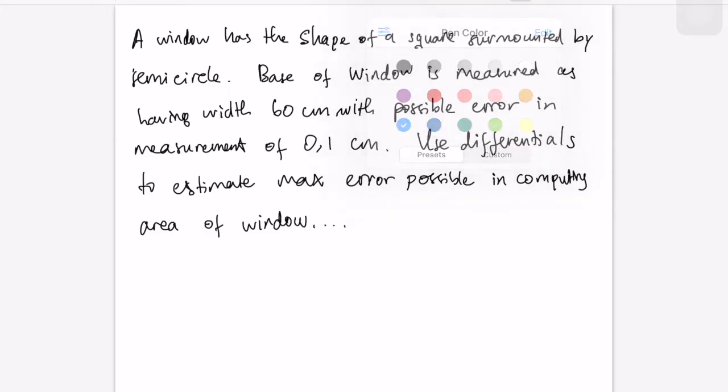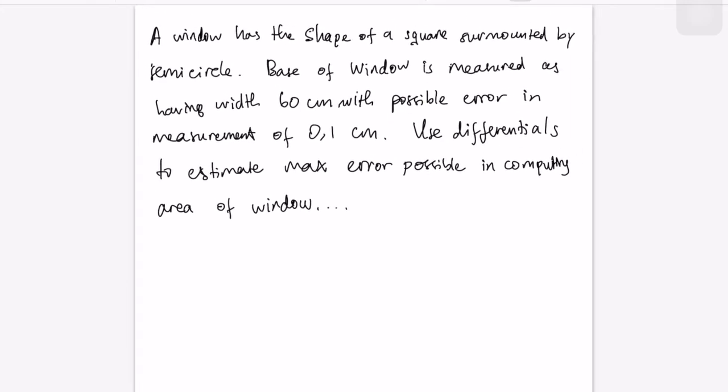The figure should be like this. You have a square, and it's surmounted by a semicircle. So you have a semicircle on top of that square, and of course most windows have this kind of shape, right? The base of the window is measured as having width 60 centimeters with possible error of 0.1. So when x is 60 centimeters, our error dx is 0.1.